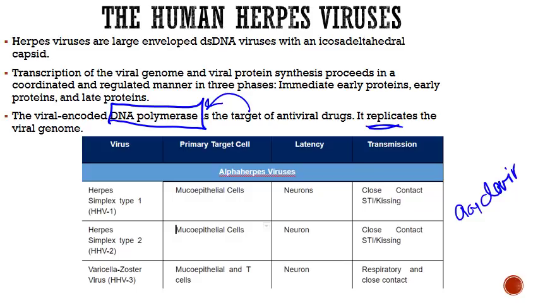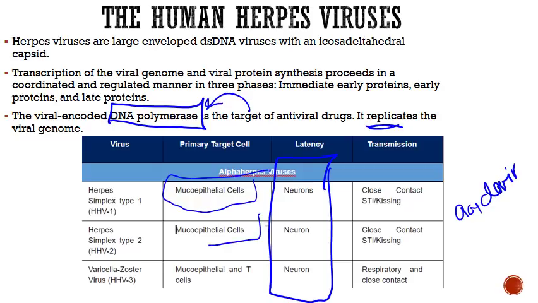Okay. So when we think about the human herpes viruses, remember, we're also thinking about latency. All of these viruses, as far as we know, can go latent at some point in the body. And for the alpha herpes viruses, their latency site is in the CNS. It's in the neurons, okay? Initially, you get infected at your mucoepithelial cells with HSV1 and HSV2. For varicella zoster, you get infected in two places, T cells and mucoepithelial cells.